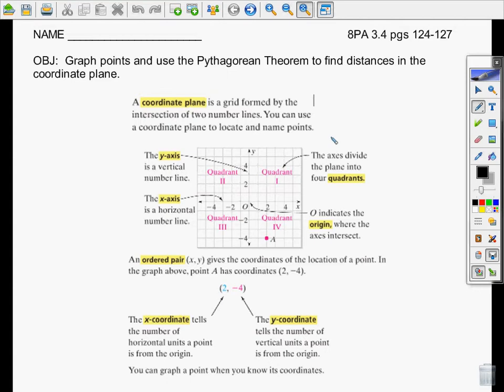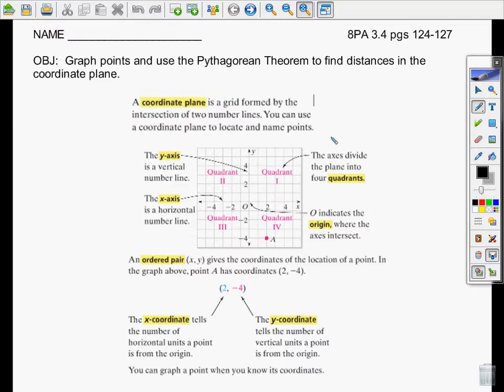Lesson 3.4, pages 124 to 127. Today's focus, we're going to learn how to graph points. And I bet you already know how to do that because we did this last year. We're also going to use the Pythagorean Theorem to find distances on our coordinate plane.